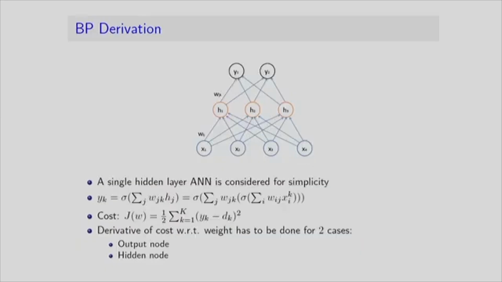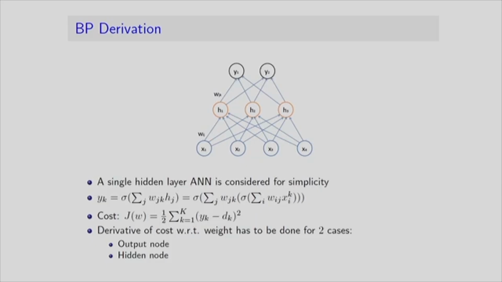Now I will show the mathematical derivation of the backpropagation learning algorithm. Here I am considering a multi-layer perceptron, that is a feed-forward network. I have one input layer, one hidden layer, and one output layer. The inputs of the input layer are x1, x2, x3, x4. These are the nodes of the input layer, and h1, h2, h3 are the nodes of the hidden layer, and I have two nodes in the output layer.